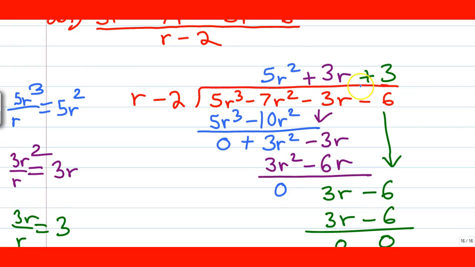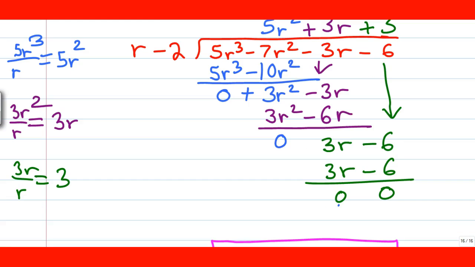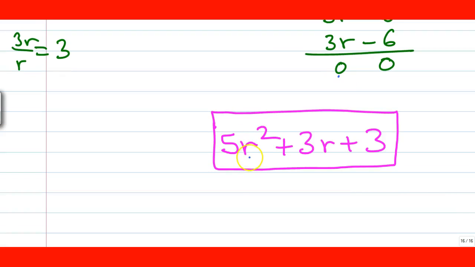So the values that I see up here in the top is going to be my final answer. If I had a remainder down here and I had nothing else to pull down with it, that remainder would then be brought to the end, and it would be placed over the original divisor. So it would be summed to the end, plus whatever the remainder is over the original divisor, which in this case the divisor was r minus 2. That would go in there. But we didn't end up with a remainder on this one. So the final answer is 5r squared plus 3r plus 3.